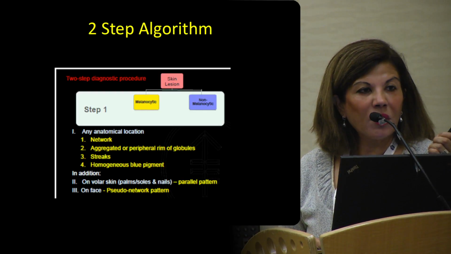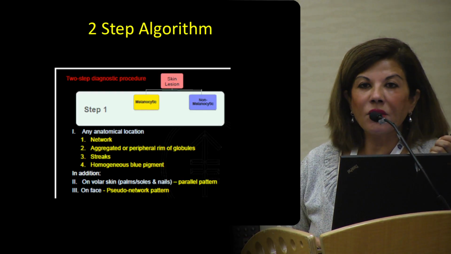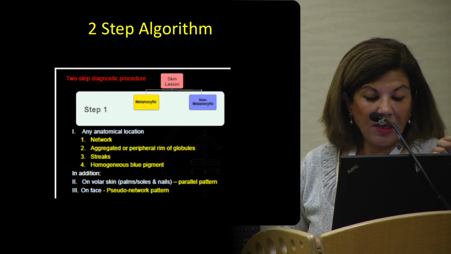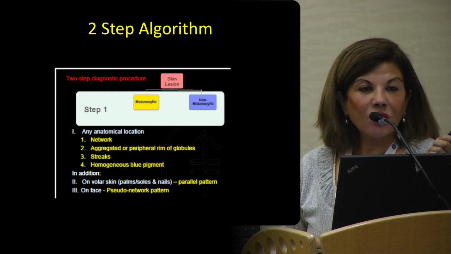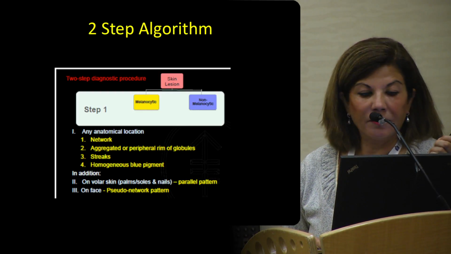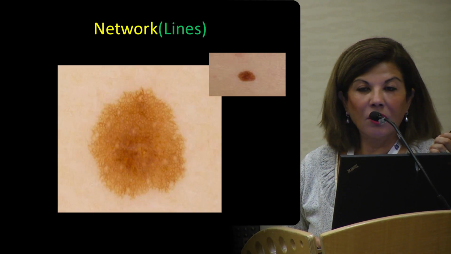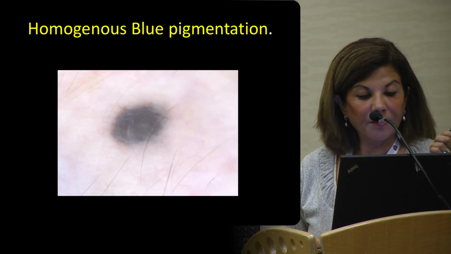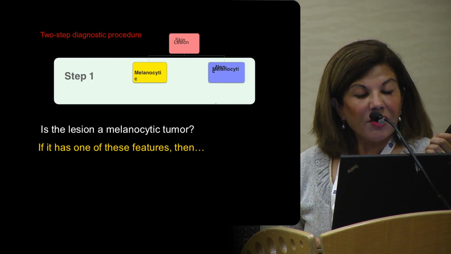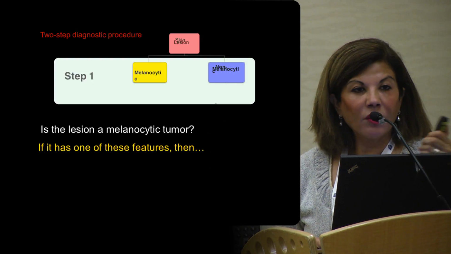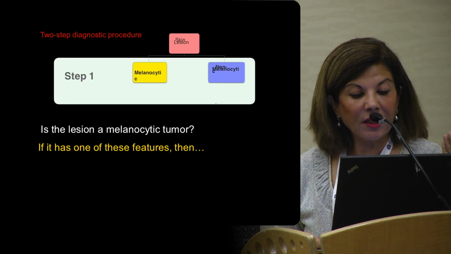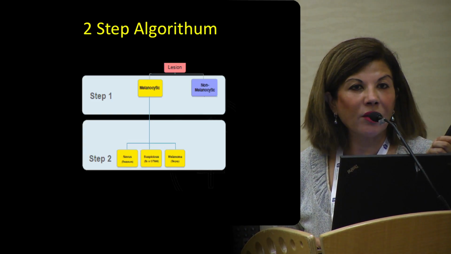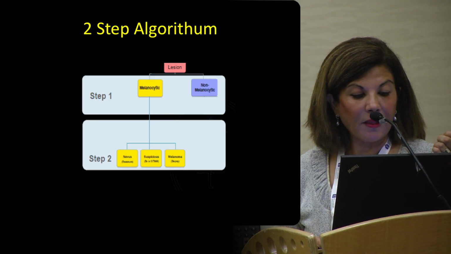It needs to have a network. It needs to have an aggregated or a peripheral rim of globules. It needs to have streaks, and it needs to have a homogeneous blue pigment. Network, globules, streaks, homogeneous blue pigment. If it has one of these features, then you decide that it's melanocytic, then you have to decide whether it's benign or whether it's malignant.